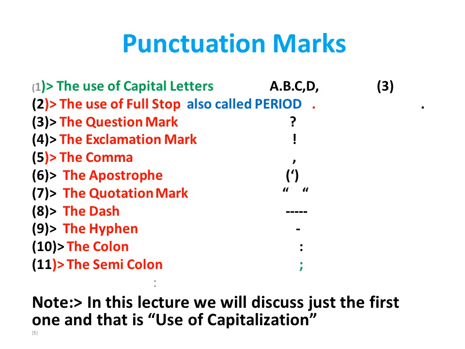Dear audience, dear spectator, now on your slide the caption is punctuation marks. First of all, the use of capital letters A, B, C, D, written in bold letters. Number 2, the use of full stop, also called the period. Number 3, the question mark. Number 4, the exclamation mark. 5, the comma. 6, the apostrophe. 7, the quotation mark. Number 8, the dash. Number 9, the hyphen. Number 10, the colon. And number 11, the semicolon.